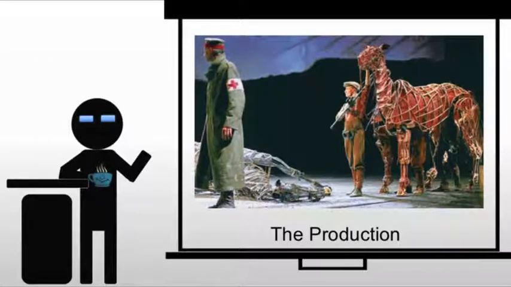So let's start looking at the production. I'm going to be dividing this up a little bit. We're going to start by looking at the script and the plot, although in a later section we'll look at character, protagonist, themes, and visual elements. So let's start with the script.